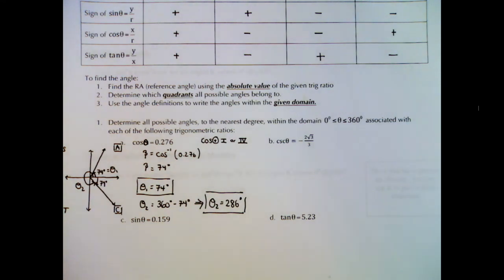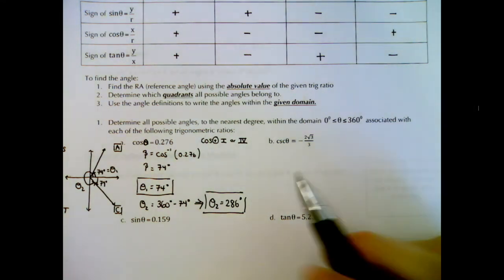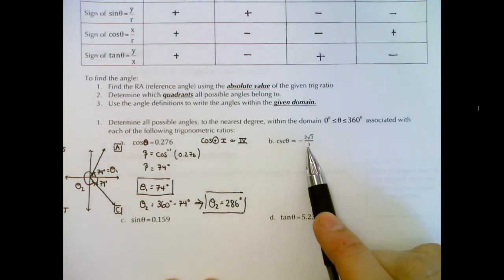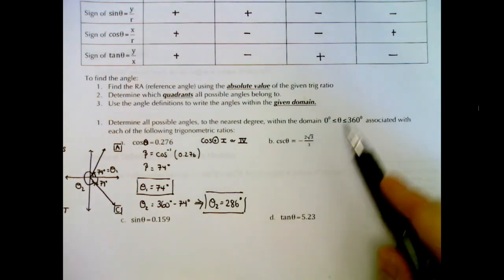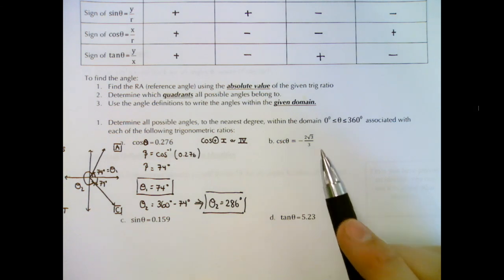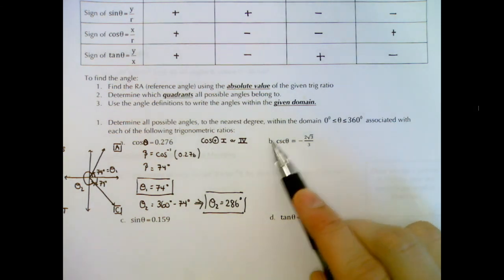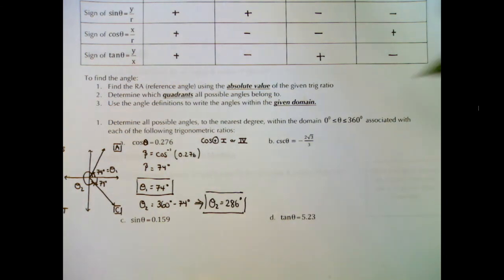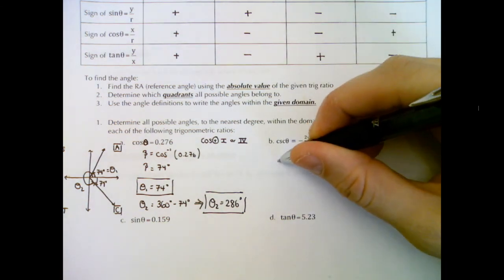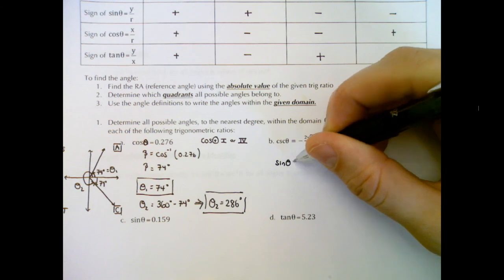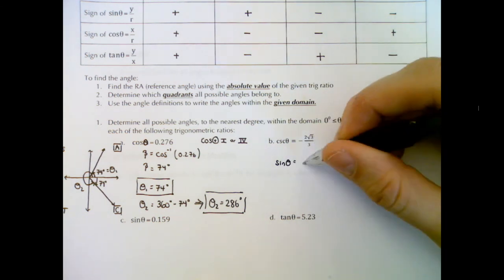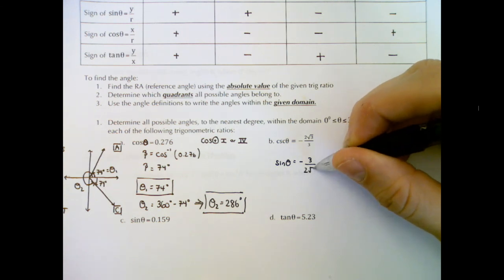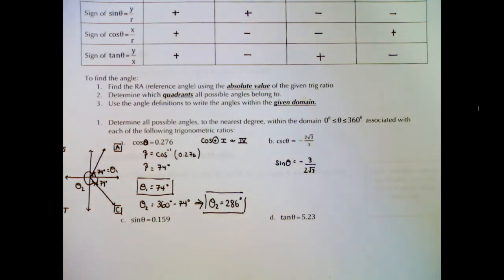Let's try B. B says cosecant theta equals negative 2 root 3 over 3. Well, same first steps. We're going to find beta. Now we're working with cosecant. Cosecant is the reciprocal of sine. So we can say that sine theta is equal to the reciprocal of 3 over 2 root 3.